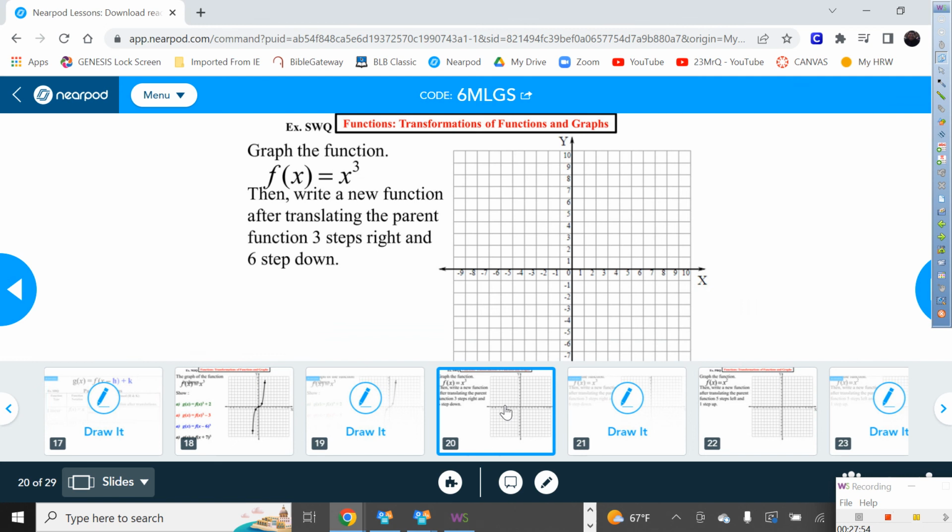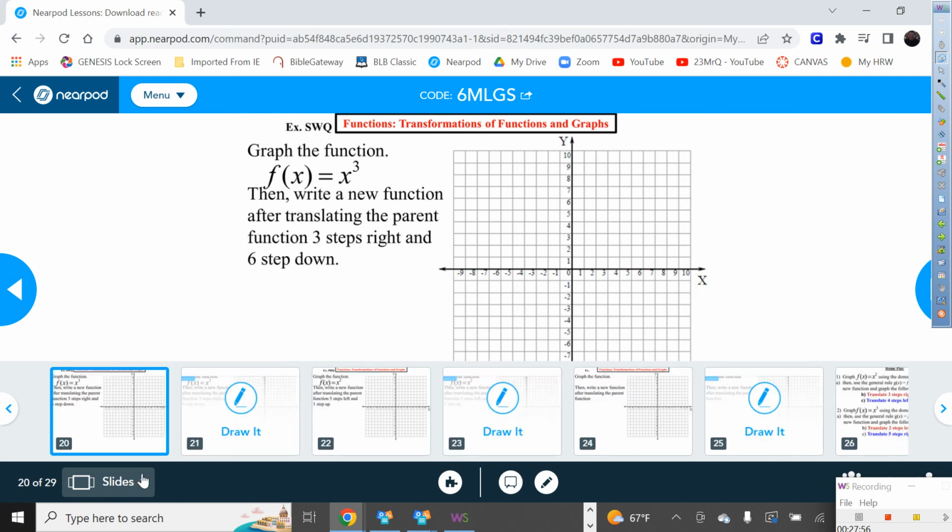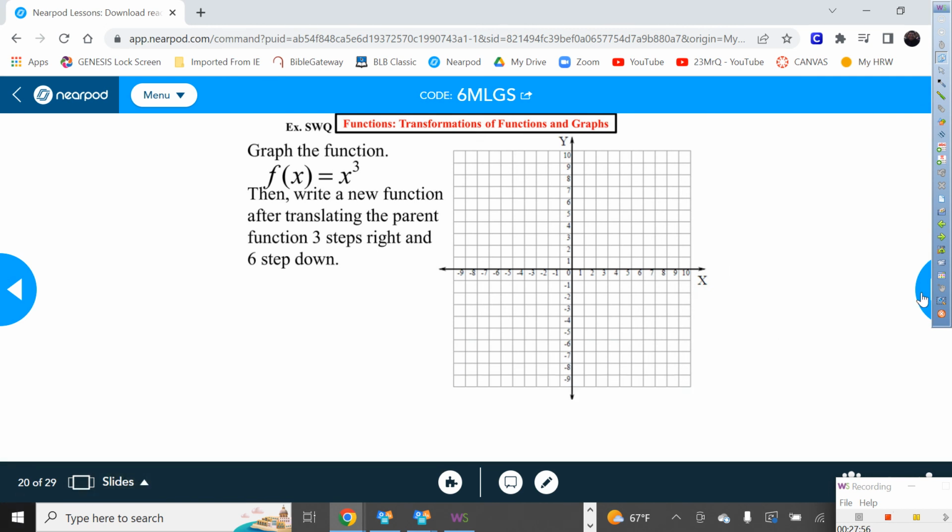All right. Next, turn your paper over. Next to that first coordinate plane, I want you to write example Star Wars Q, and it reads, graph the function f of x equals x cubed. We're going to graph it without a table. And then we're going to write a new function after translating the parent function 3 steps right and 6 steps down. Copy that really quick. I'll give you some time to copy. Then we're going to get started together.